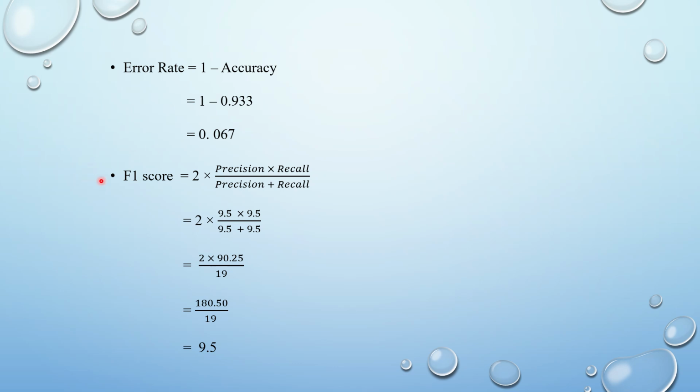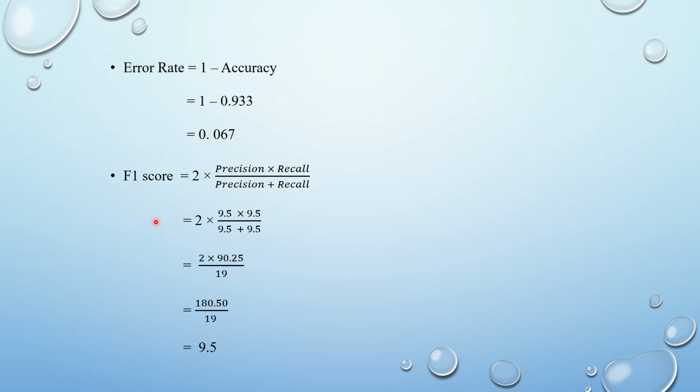Next is F1 score. The formula to calculate F1 score is 2 times precision times recall divided by precision plus recall. We already calculated precision and recall. Precision is 9.5 and recall is 9.5. So we put the values of precision and recall in this formula.